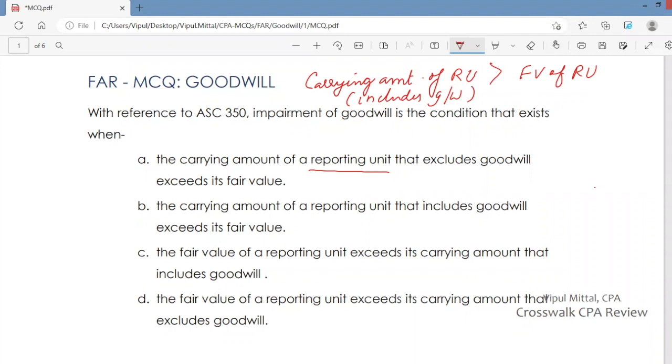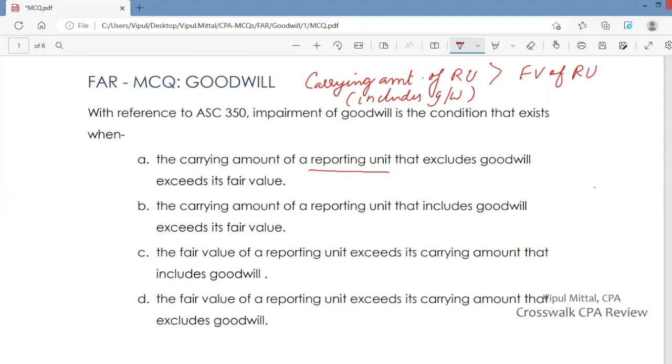So when the carrying amount of the reporting unit that includes goodwill is more than the fair value of the reporting unit, you say that goodwill has impaired. So impairment of goodwill is the condition that exists when the carrying amount of the reporting unit that includes goodwill exceeds its fair value. Now let's look at the choices.